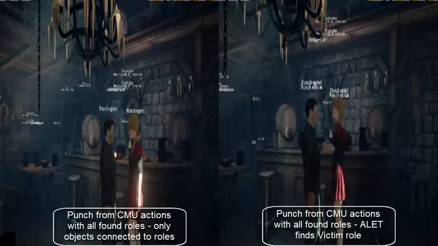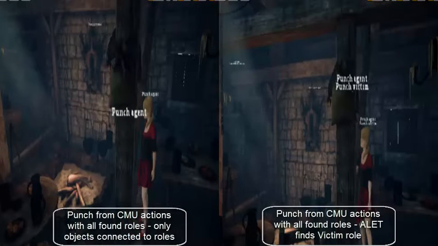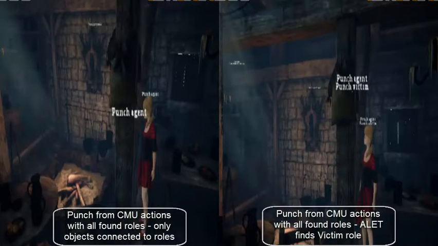Without candidate descriptors, the role for the victim cannot be identified for the action punch. ALET identifies two objects that fill that role: agents and the supporting pillars. While these are not all the potential victims, ALET does identify this as a role for the scene, which a simulation author can later add to.